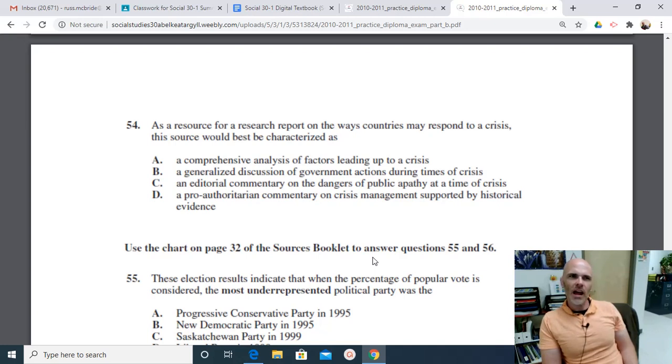It's more talking about after the crisis, right? A generalized discussion of government actions during times of crisis. Yeah, what should the government do? I can see that. An editorial commentary on the dangers of public apathy. Didn't talk about apathy. Pro-authoritarian commentary was pretty pro-authoritarian on crisis management. Did talk about that. Supported by historical evidence. Was there historical evidence? If so, it's D. If not, it's B.